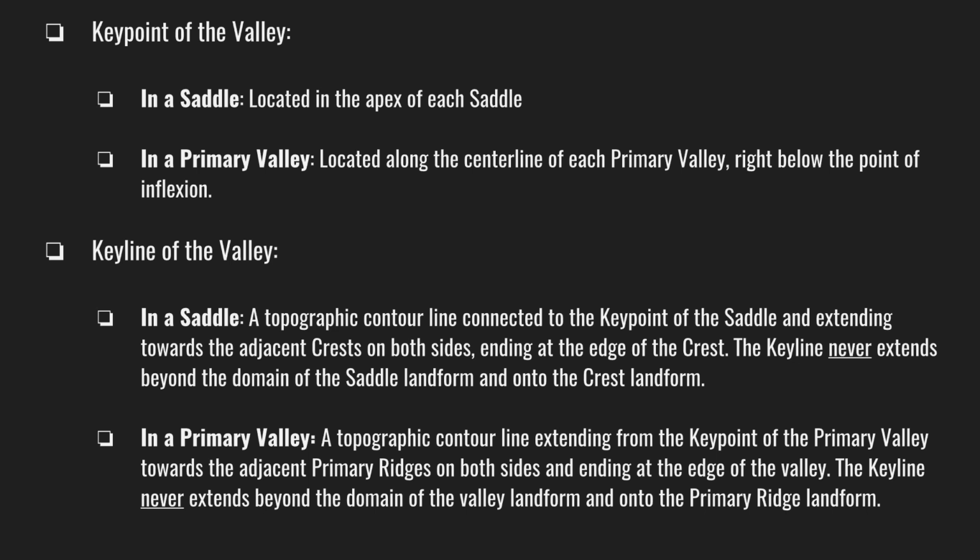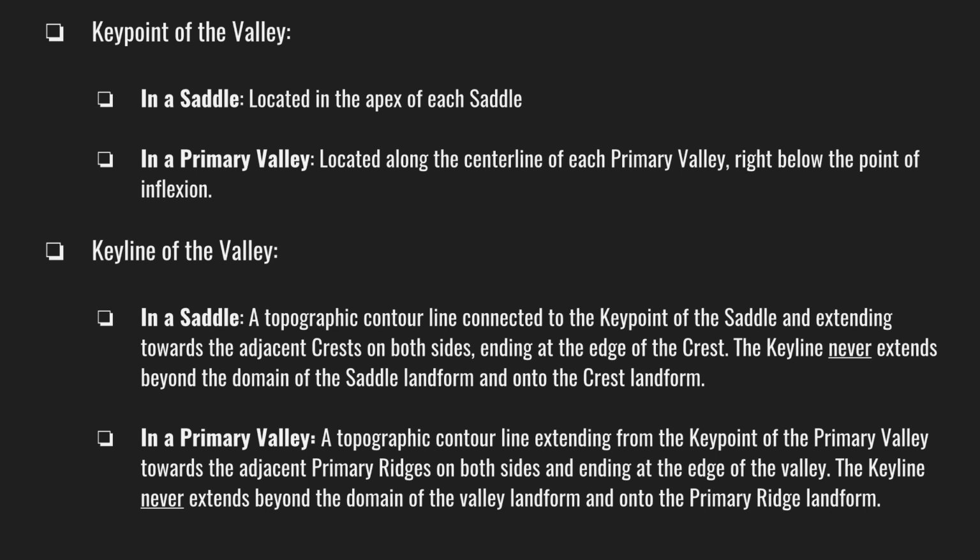Now, a key point of the valley is always found either in a saddle or in a primary valley. Every saddle and every primary valley will always have a key point. In saddles, they are located in the apex of each saddle, whereas in the primary valley, they are located along the center line of the valley, just right below the point of inflection where the landscape starts to flatten.